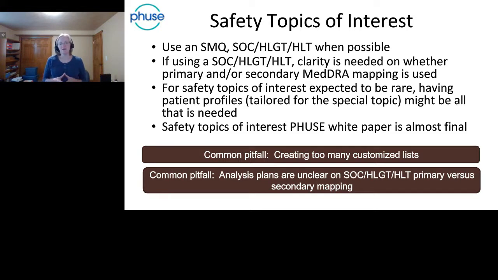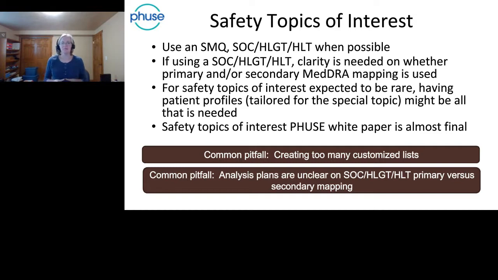One lesson learned, though, is when you use a SOC, a high-level group term, you do need to be clear on whether you're including events that map in a primary manner and/or a secondary manner. This is a common pitfall to not be clear on. Somebody might just say, oh, we're going to use this particular SOC. Well, some events under that SOC are mapped in a primary way, some are mapped in a secondary way. So you need to be clear on whether those are included versus excluded for your particular safety topic of interest.